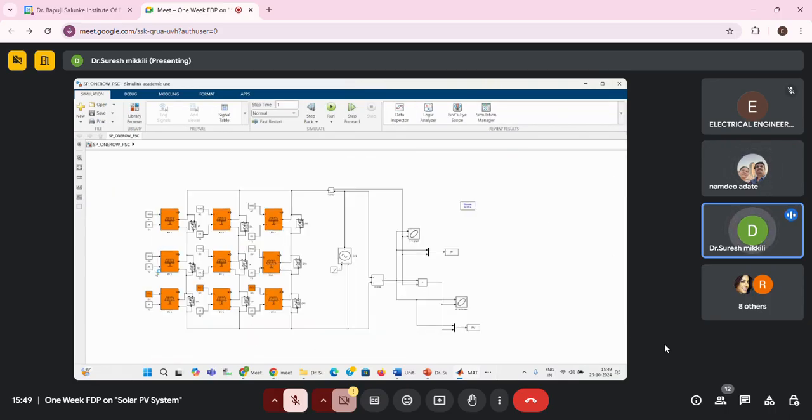Even if I take 3 cross 3, a 3 by 3 model, we have already done this. I hope you understand, no?